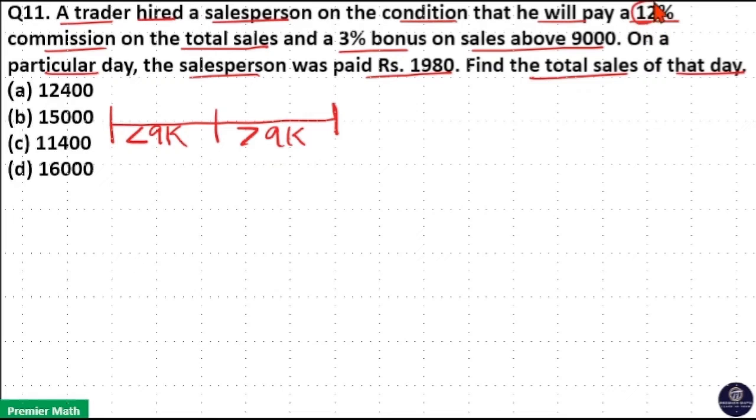Now, the salesperson gets 12% commission for total sales. That is, he gets 12% for less than 9,000 as well as greater than 9,000. Now, he also gets 3% bonus for sales above 9,000. That is, he gets an additional 3% for sales greater than 9,000. Here you can see, here it is 12%, here it is 15%. So, I will add an extra 3% to less than 9,000 sales. If I add 3% of 9,000 here, then I should add the same amount here as well.